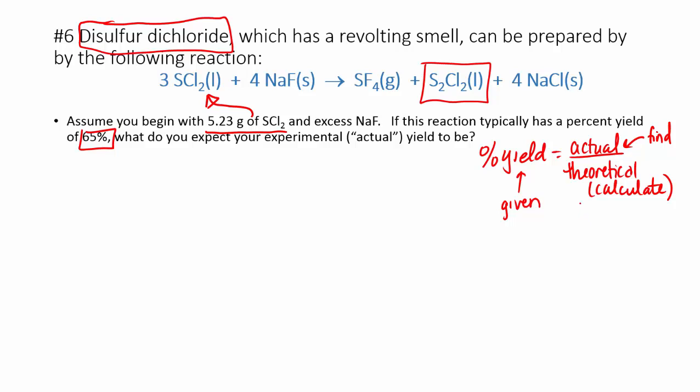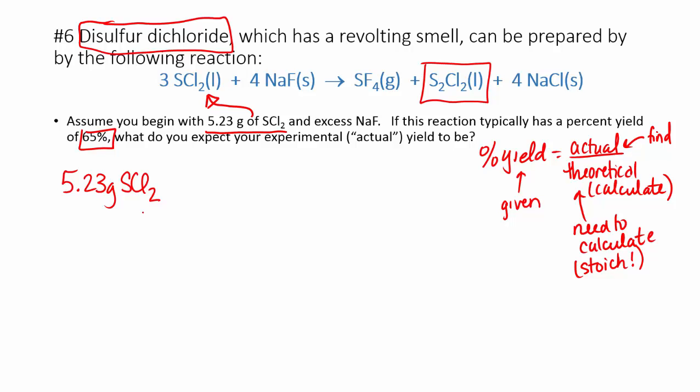So it looks like we're going to need to calculate the theoretical yield. And how do I calculate a theoretical yield? Well, I do some stoichiometry. So I'm going to look back at the problem and say, what am I given? Okay, I'm given 5.23 grams of SCl2. And this is a percent yield of S2Cl2. So I'm going to try and convert from SCl2 to S2Cl2.